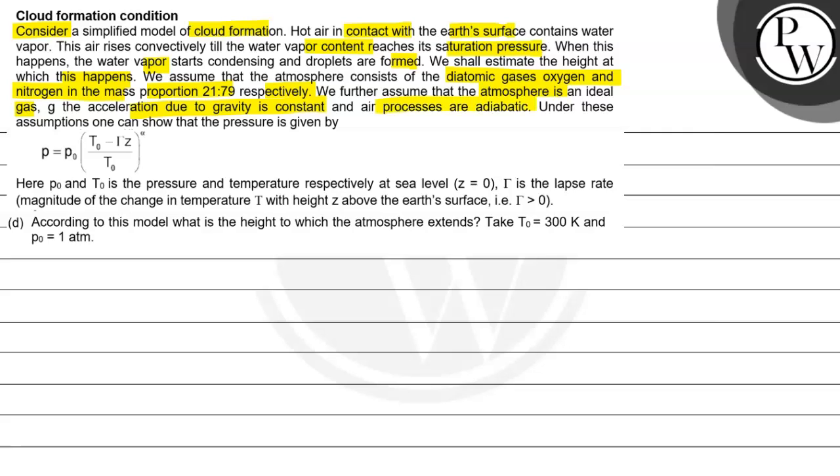Under these assumptions, one can show that the pressure is given as P = P naught (1 - alpha z / T naught) to the power alpha, where P naught and T naught are the pressure and temperature respectively at sea level, where z is 0. Alpha is the lapse rate, the magnitude of the change in the temperature T with the height z above the Earth's surface. That is, alpha is greater than 0.